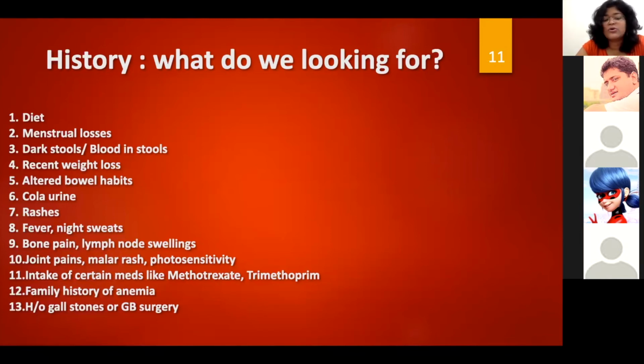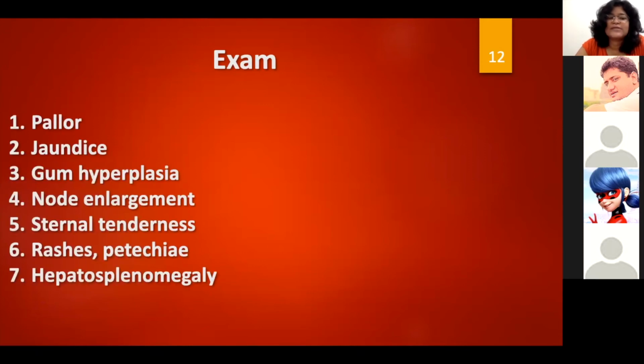History of gallstones or gallbladder surgery is also important, because if it is pigmented gallstones, this would be indicative of hemolysis going on in the body. Coming to the examination, we have to examine for pallor, for jaundice. On the face, we have to look for any rashes. We have to look at the gums for any hyperplasia. We look for lymph node enlargements, generalized lymph node enlargements, starting from under the jaw, Waldeyer's ring, and the lymph nodes around the neck, supraclavicular area, axillary, supratrochlear nodes, and inguinal nodes, and abdominal nodes if we can feel any.